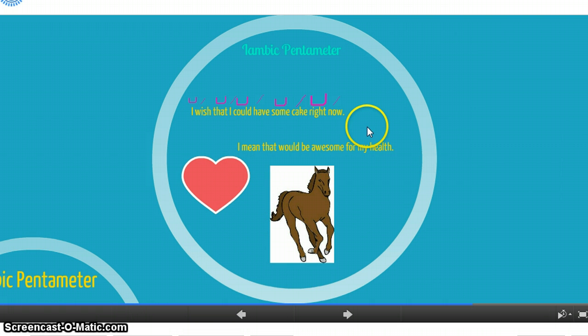But it's used a lot, and you just need to remember that an iamb is unstressed, stressed, and pentameter means there's 5 per line. So what that's going to look like if you have to write iambic pentameter is actually pretty easy. Most of the time you can get away with it by just making sure that you have 10 syllables per line. That would be 5 unstressed and 5 stressed. Unstressed, stressed, unstressed, stressed, on and on and on.